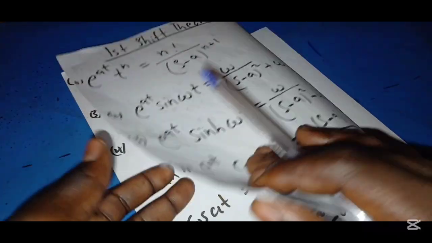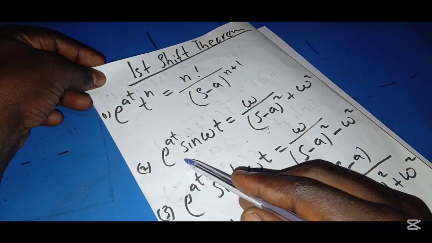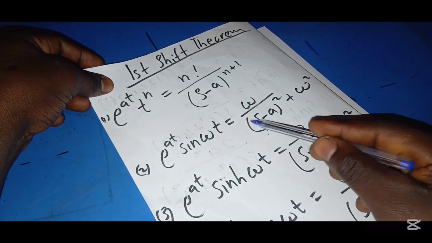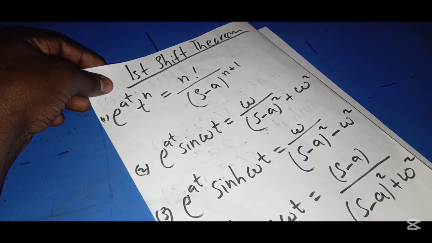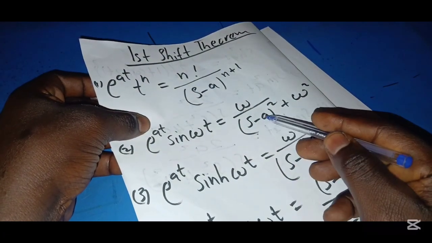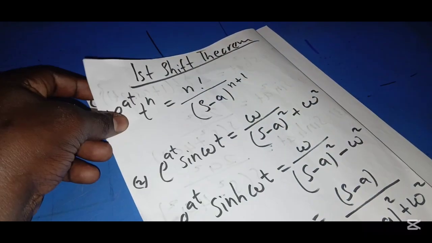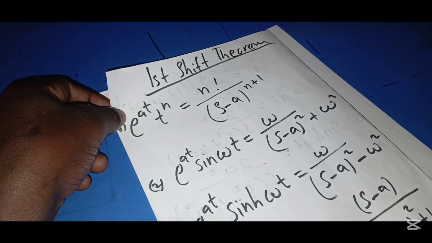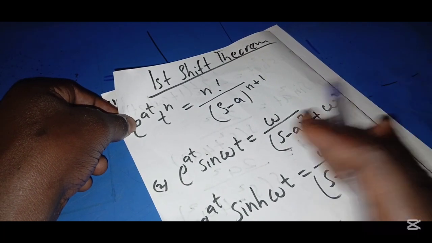Now let's look at the same formula where we involve a shift. This is sine omega t, right? Instead of s squared, we open it up and replace it by s minus a all squared, right? So where there is a shift, we open up s squared and replace s by s minus a all squared. Good. And if you are wondering what the first shift theorem is about, I have a video on that. But for easy understanding's sake, let me take you through.